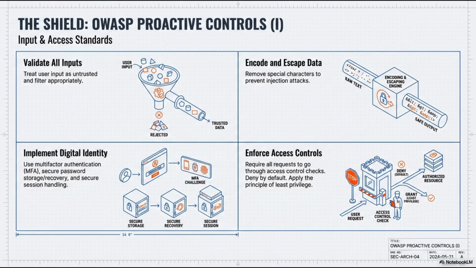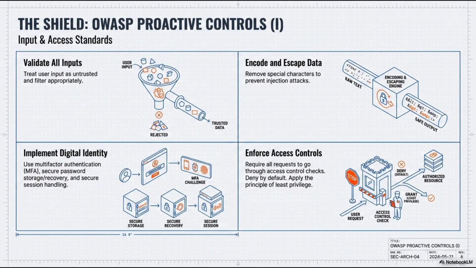So the SHIELD, which is OWASP proactive controls. This is input and access standards. You're going to want to validate all your inputs, treat them as untrusted implicitly, and then validate them. You're going to want to encode and escape data, so you're going to want to get rid of special characters to prevent these injection attacks.